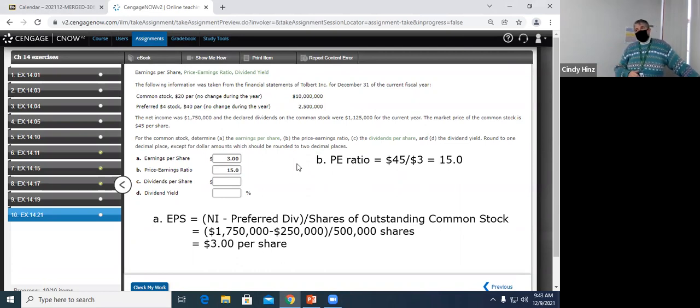A lower PE ratio is referred to as a value stock. A higher PE ratio is referred to as a growth stock. The separation between them is usually exactly where we are with this company, 15 times earnings. You would say that the company is trading at 15 times earnings, a PE ratio of 15. At that rate, it would take you 15 years for the company to earn back for you what you paid for that share of stock.